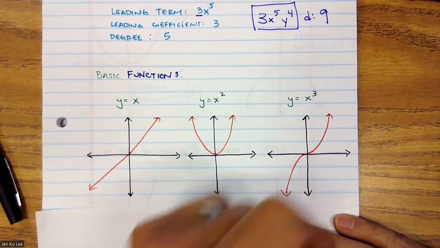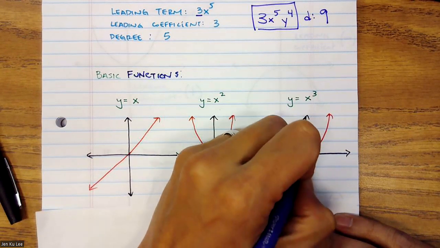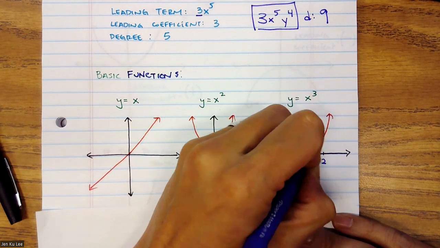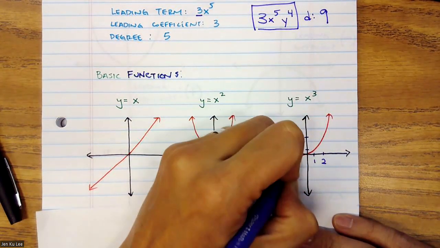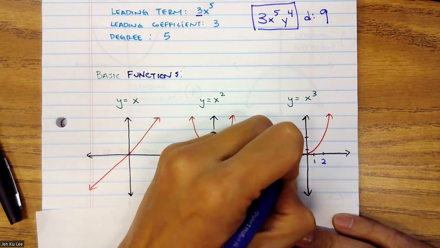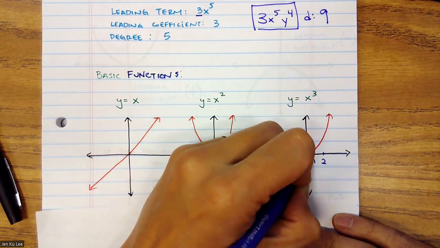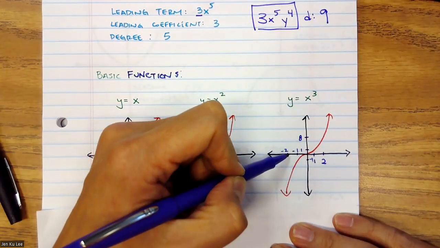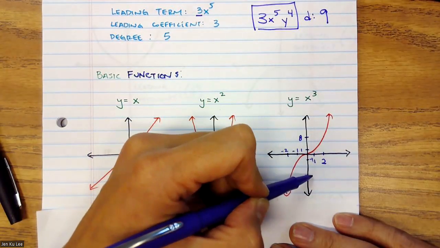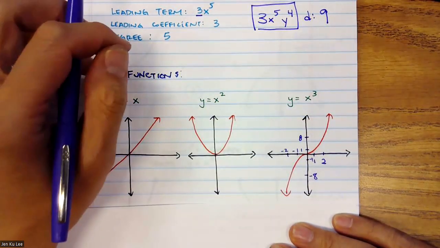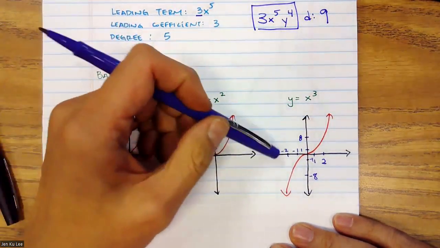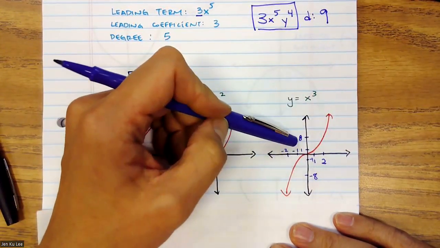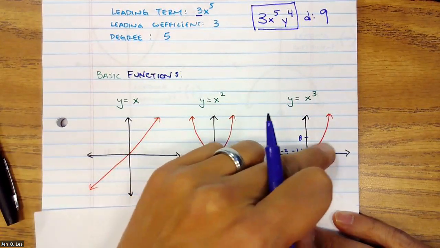So, for example, at 1 it would be 1, and at 2, if you go up here, this would be 8. A negative 1 would be a negative 1 here, and then a negative 2 on my x would lead me to negative 8. If you plug in negative 2 here, you get a negative 8. If you plug in 2 here, you would get an 8. That's why this is so sharp.